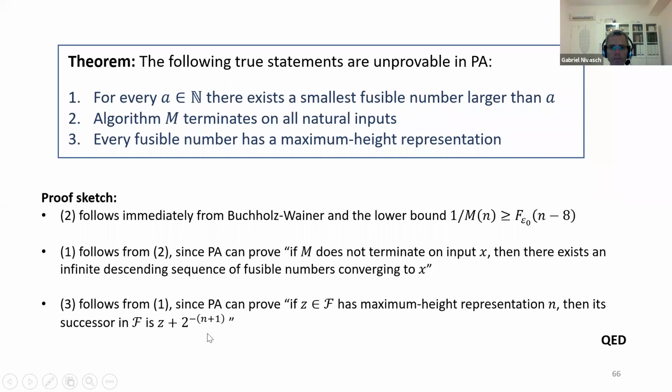And therefore, if Peano Arithmetic could prove that every fusible number has a maximum height representation, PA will conclude that for every A, there exists a smallest fusible number larger than A, which is this guy, 2 to the minus height plus 1. Since we know that this cannot be proved, this also cannot be proved. That's how the three statements are linked to each other. So that's basically our main results, and there are just a few other things.